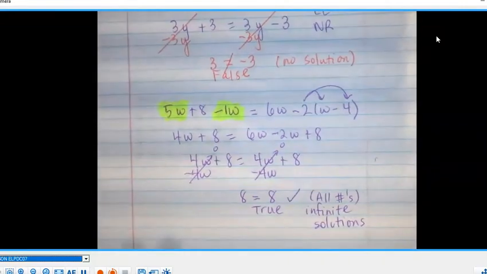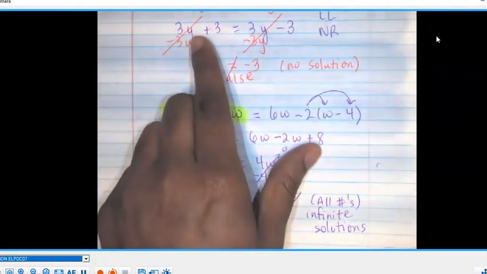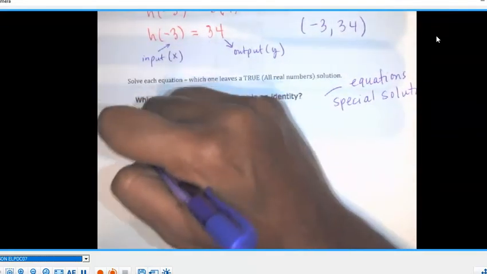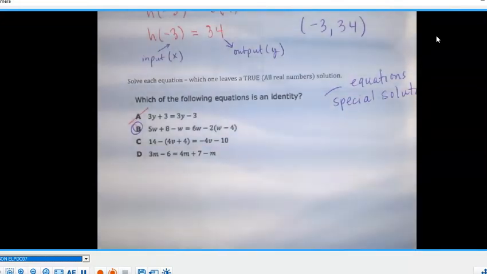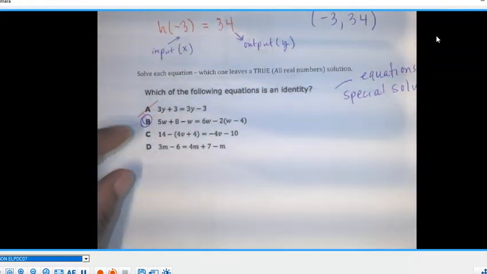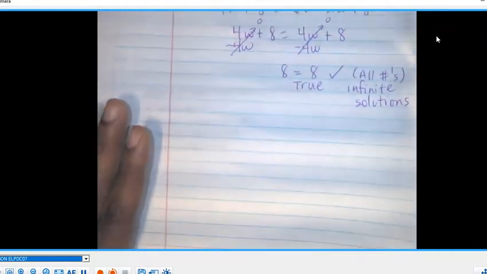Whereas the last one, there is no number of y that I could plug in on this side or this side. It will never be equal. All right, let's go to the next one. So far we like B. Now let's go to C. And the good thing about this problem, everybody, is that this is helping you to review solving equations. So I hope you're doing this, all right?